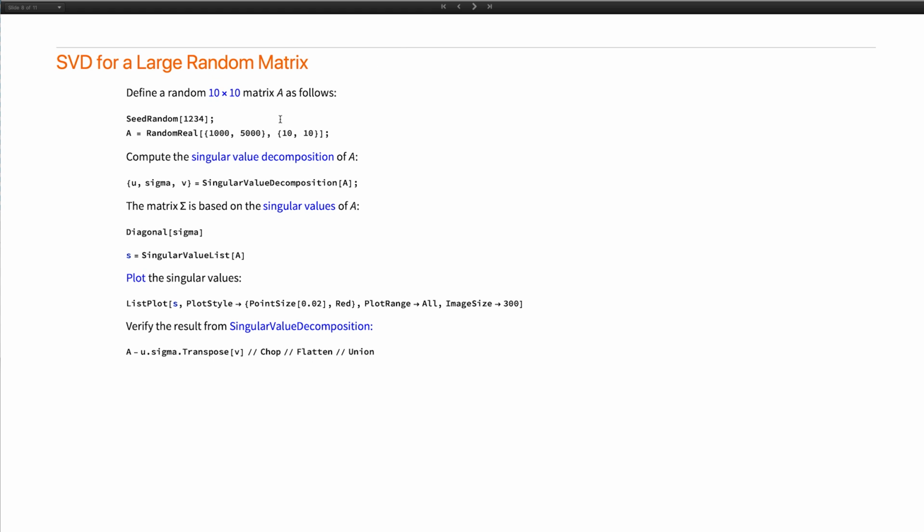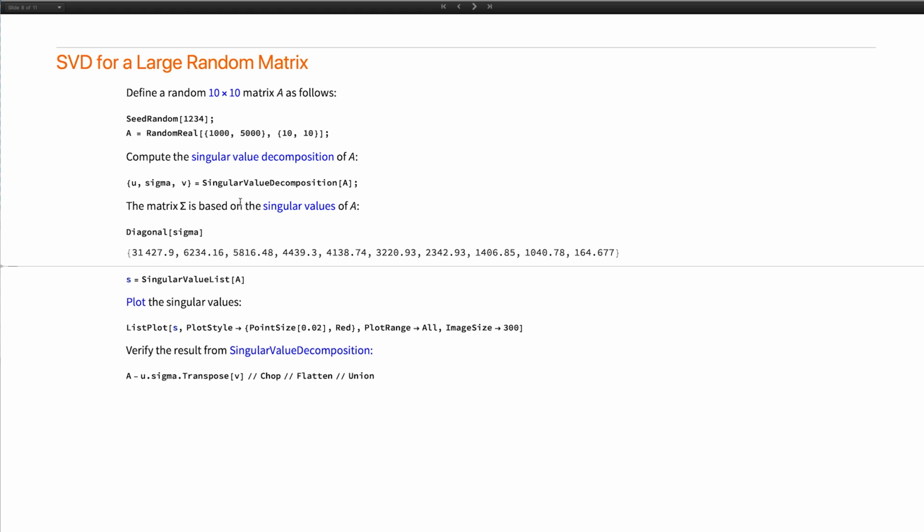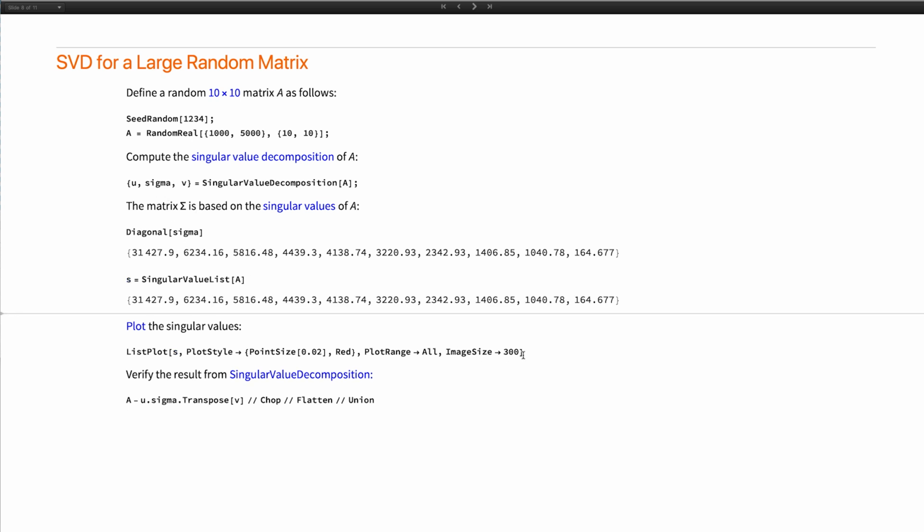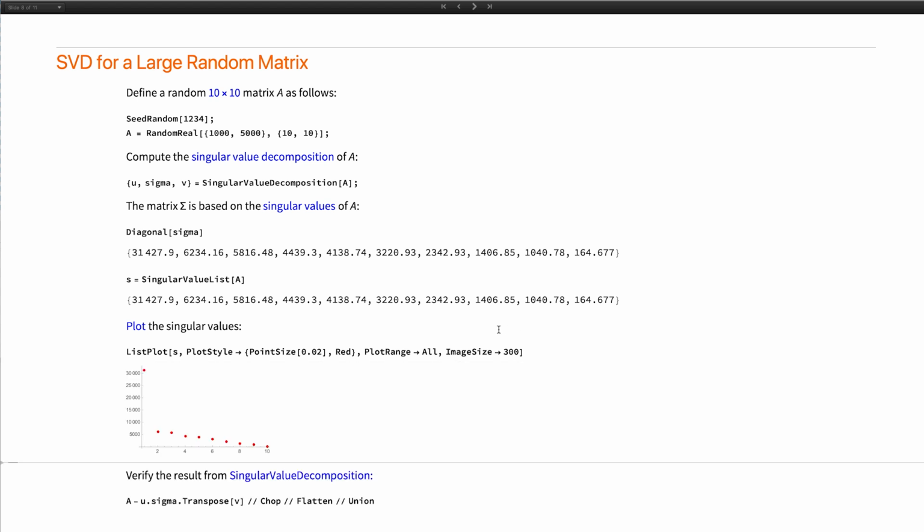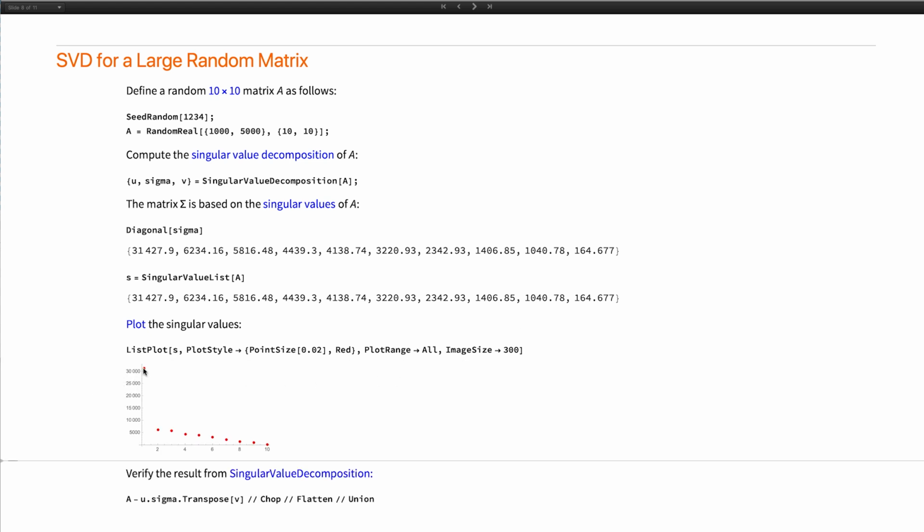Okay, so now let's take a slightly larger example. After all, in practice, you want to compute SVDs for pretty large matrices. I'm just going to take one of moderate size. It's 10 by 10. Compute the singular value decomposition. Check the elements on the diagonal of the matrix sigma, those singular values. Let's plot them. You see there's one very large value, and then there are lots of smaller ones.